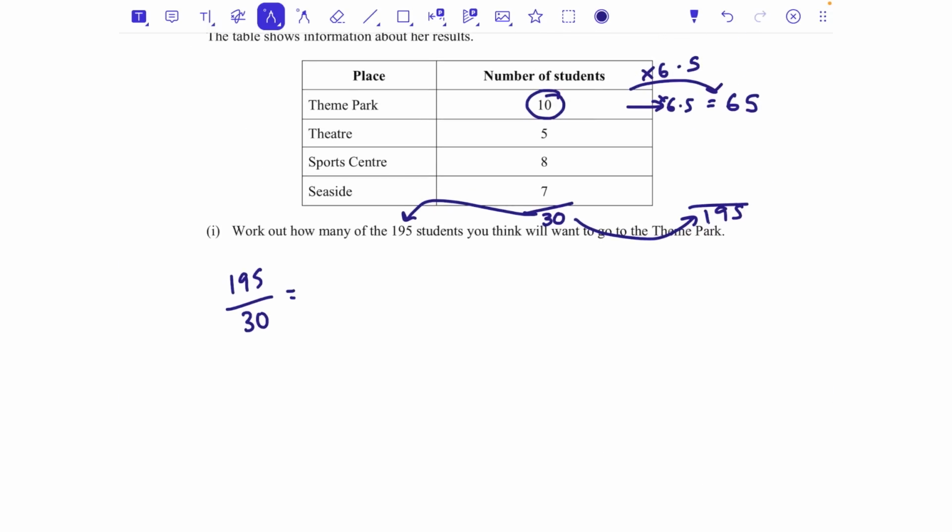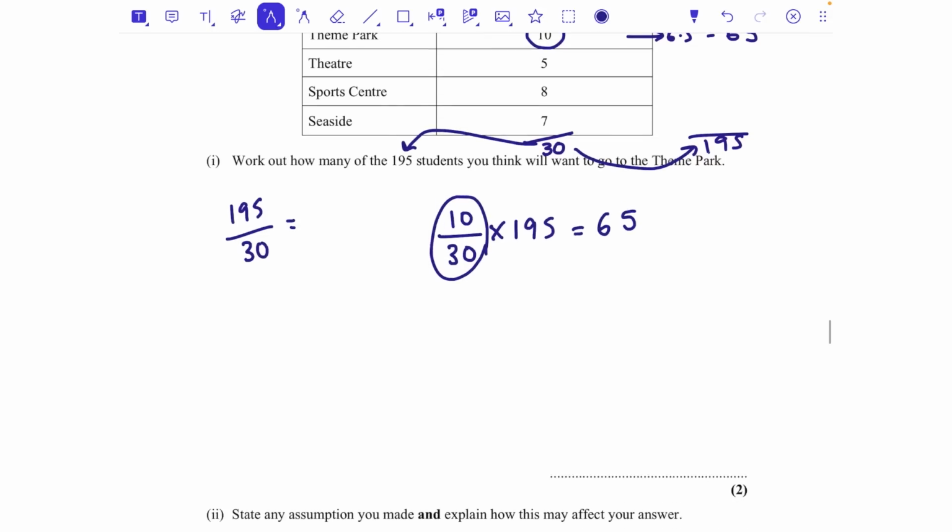Another way of doing it would be to say that she asked 30 students, 10 out of 30 wanted to go to the theme park. And if you times that by 195, so this fraction of 195, you also get 65. So lots of different ways to do it, but 65 was your answer there.